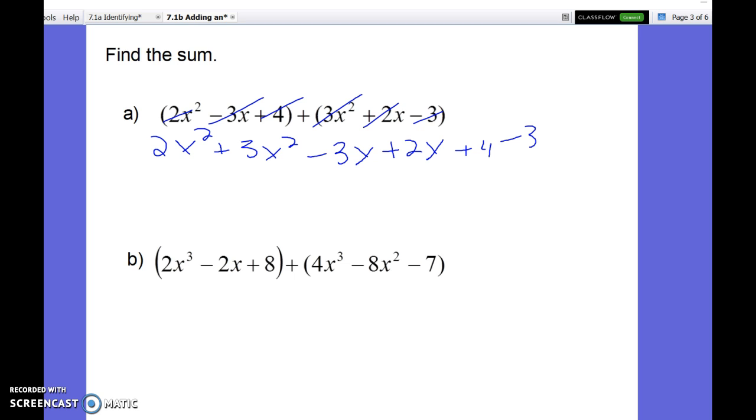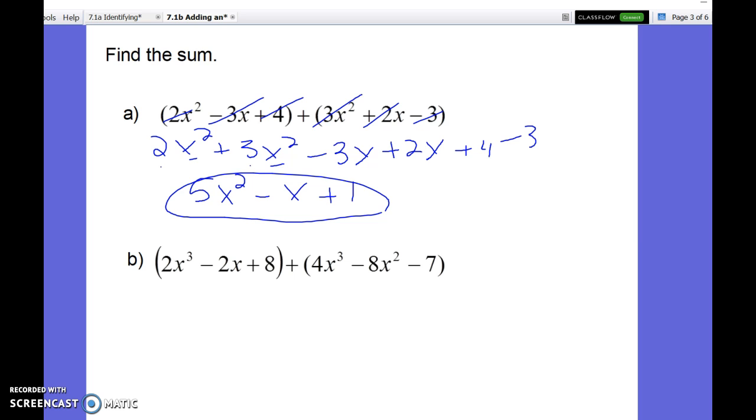I have 2x squared plus 3x squared. Well, remember, we're just going to combine those coefficients. 2 plus 3 leaves us with 5. 5 of what? Well, 5x squared. Negative 3x plus 2x would be negative 1x, which is just negative x, and then 4 minus 3 is just a positive 1. So our answer is 5x squared minus x plus 1. This would be a good time to pause the video and try letter B for yourself.